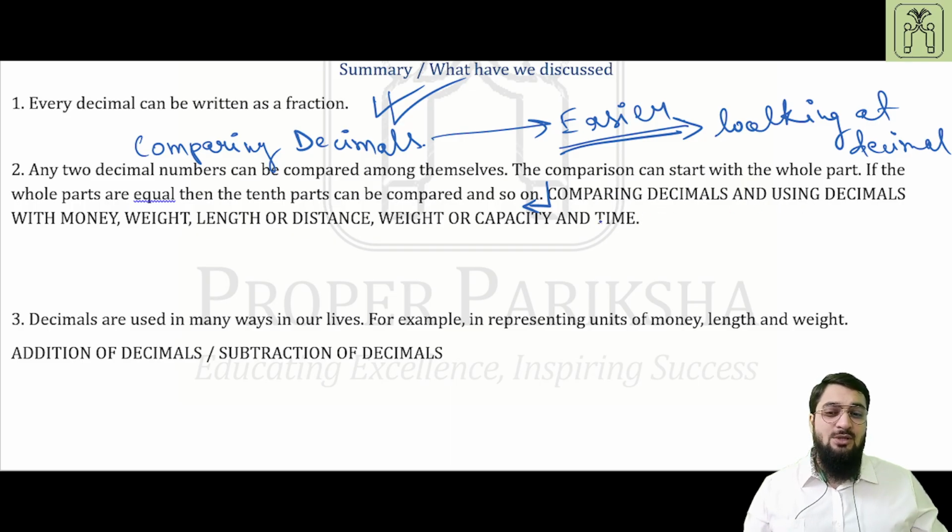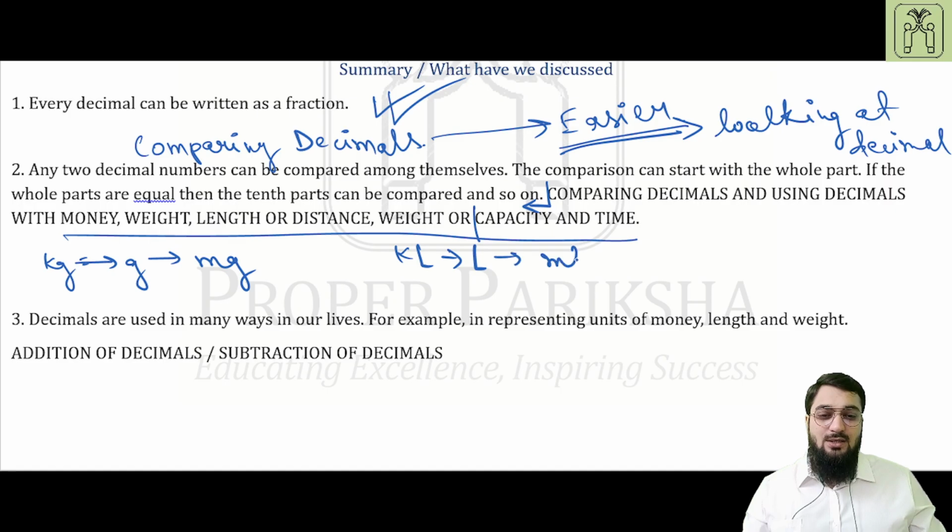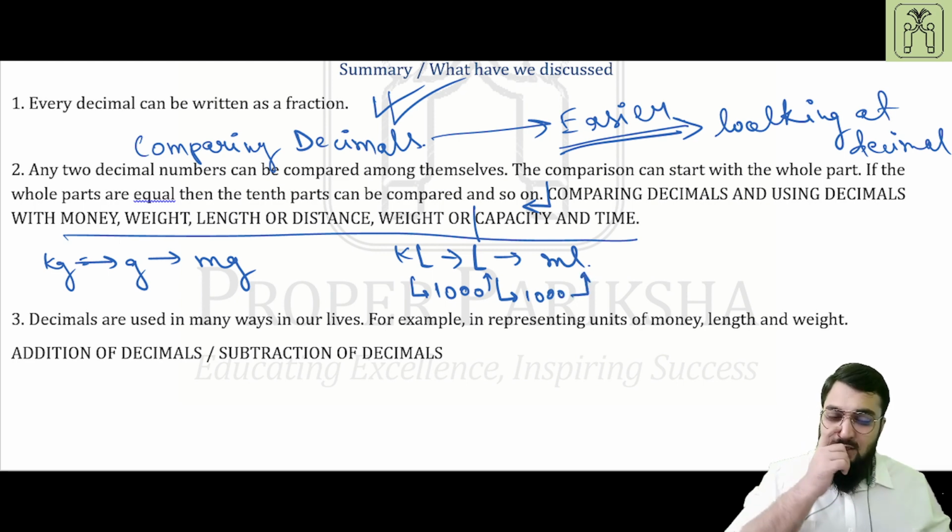Second is using decimals with money, weight, length and distance, and capacity and time. That also we have discussed. Okay, capacity we did not discuss, but this is not something very different. For example, we studied kg, then gram, then milligram. Similarly, in capacity we have kiloliter, liter, and milliliter. The conversion factor is 1000 among each. So 1 kiloliter will have 1000 liters, and 1 liter will have 1000 milliliters. That is all. So nothing new.